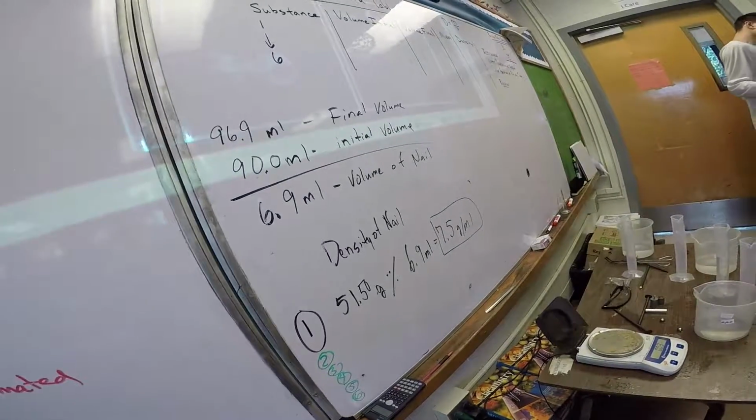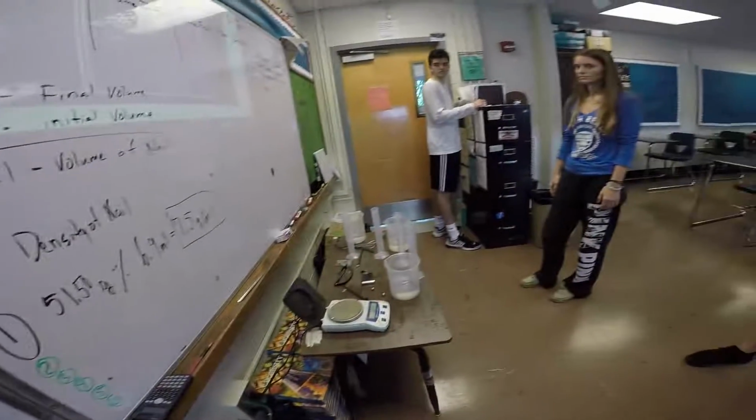Check the first one. 7.5 is the nail. Make sure you get that density.